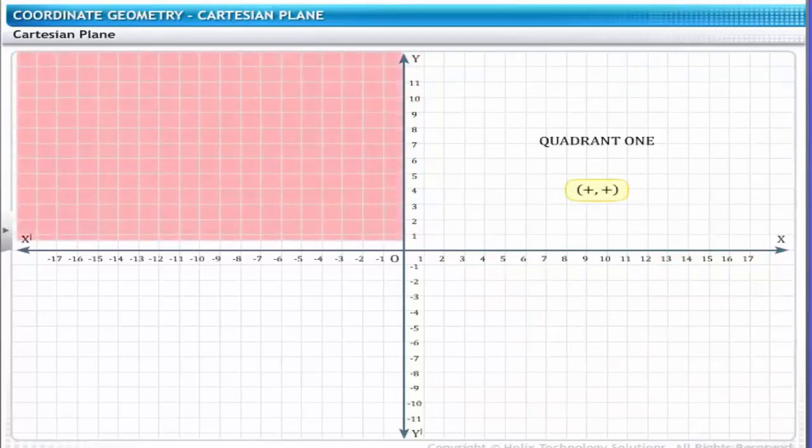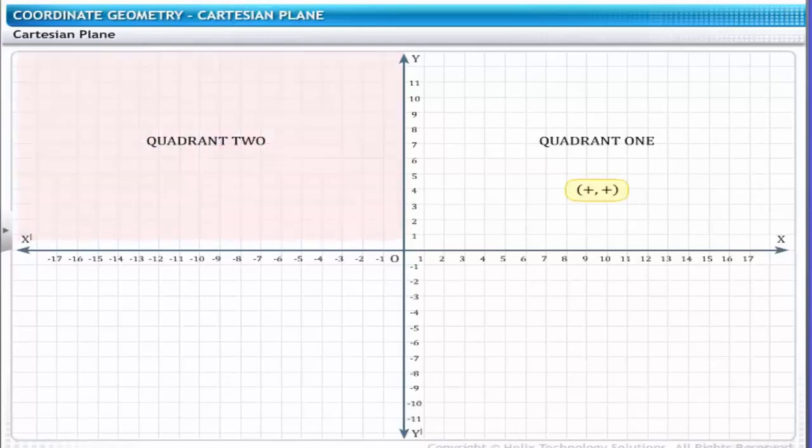X' or Y is called quadrant 2. In this quadrant, X coordinates have negative values and Y coordinates have positive values. Therefore, this quadrant is of the type minus, comma, plus.